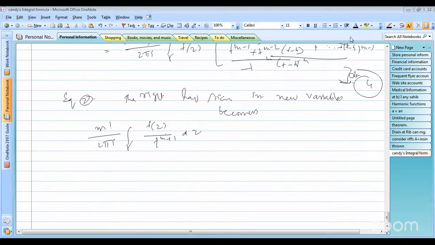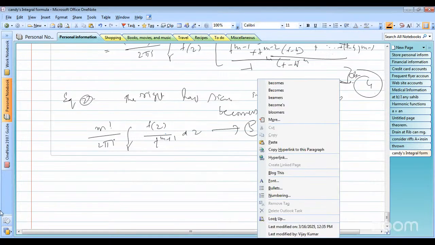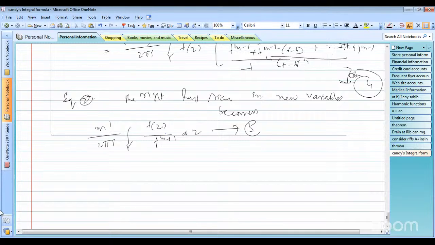So m!/(2πi) times the integral over gamma of f(z)/(z-z0)^(m+1) dz is the earlier equation; now we are writing this as equation number 5. So we are taking the earlier equations 4 and 5, and from 4 and 5 we have to get that here.